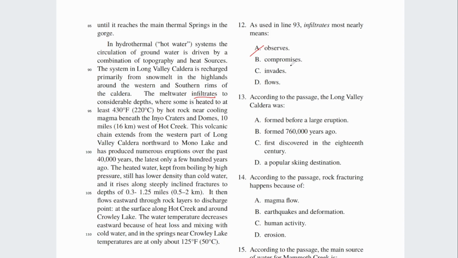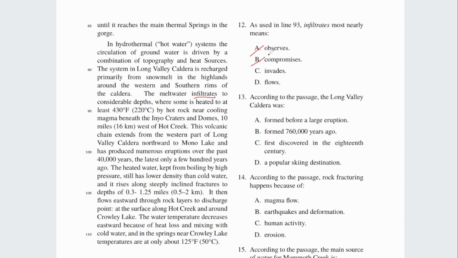Compromises also seems wrong. The water cannot compromise to considerable depths. There are sort of 2 understandings of the word compromise that you might use. One is sort of coming to an agreement between 2 people where you both end up in a middle ground, right? One person compromises and they go up. One person compromises and they go down. They meet in the middle. That's not what's happening here. Water doesn't do that. So answer choice B seems totally wrong.